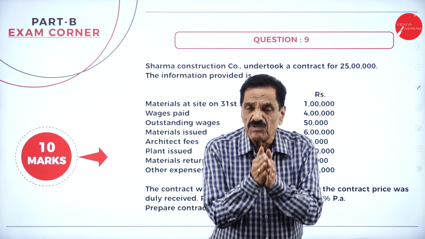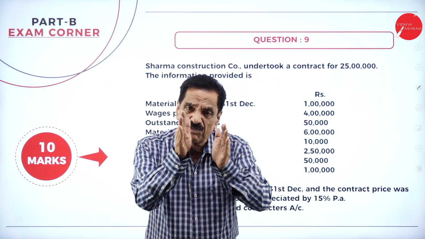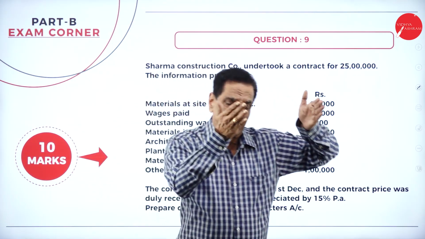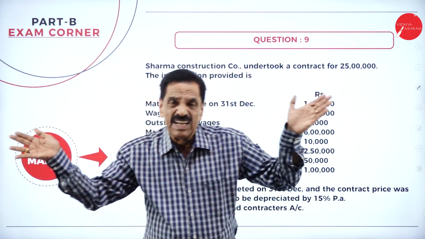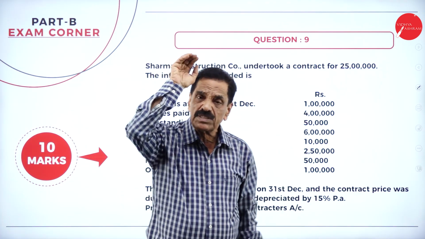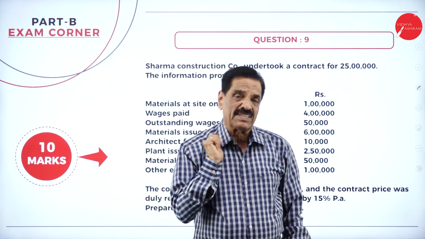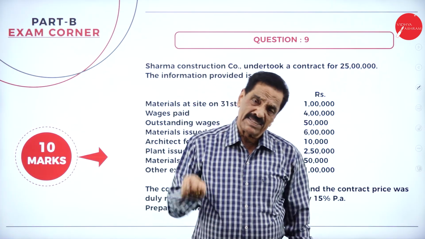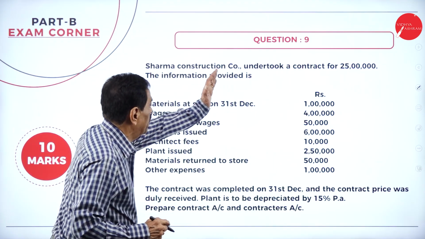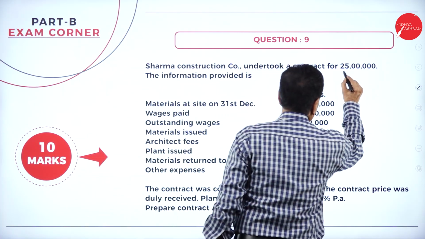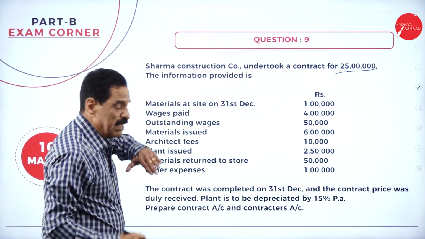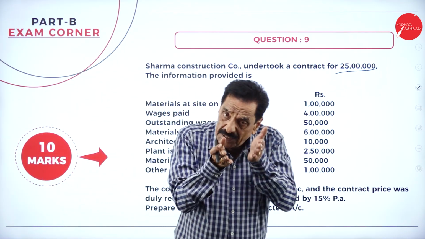In a contract account, we are doing a 1 year contract. Whatever the difference comes, that is profit, goes to the contractee. There are two parties. One is called the contractor, another is called the contractee. The relation between the contractor and the contractee is called contract account. Whatever price is fixed by the contractee to the contractor for the contract is called contract price. In this problem, Sharma Construction Limited undertook a contract for rupees 25 lakh. So the contract price is 25 lakh. The information is provided, so you have to prepare an account called contract account.